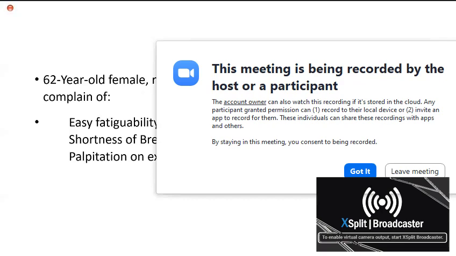Okay, Saroj, can you start your presentation? Yes, sir. A 62-year-old female, resident of Palakkad, admitted to the CTVS unit, our surgical unit, with complaints of easy fatigability for the last 4 years, shortness of breath on exertion for the last 3 years, palpitation on exertion for 2 years, and one more complaint, syncope for the last 6 months on 2 occasions.